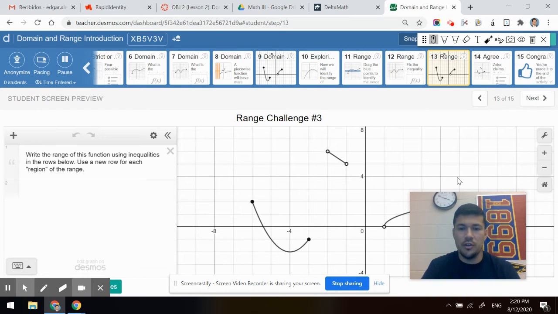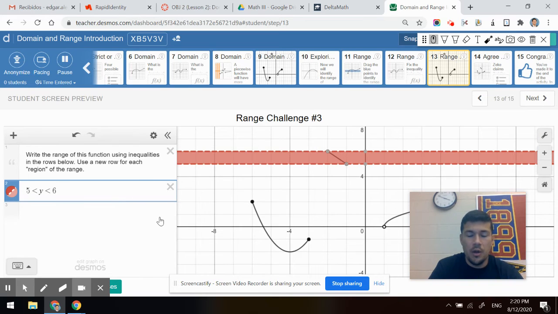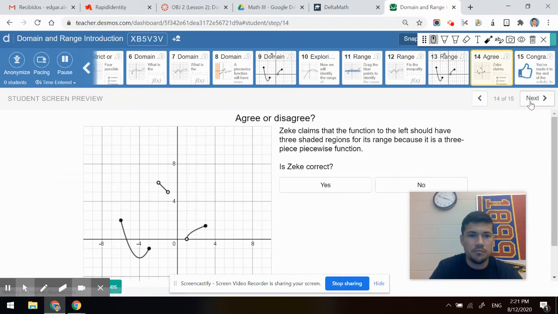Here's a piecewise function. You're not really going to work with piecewise functions in Math 1, but they're still worth talking about. So if we're going to find the range of this one, let's use inequality. Let's talk about this part right here. So this looks like it goes from 5 all the way to 6. So we're going to say 5 is less than y, which is less than 6. And there we go. We have it. And we would do the same for those other two parts.